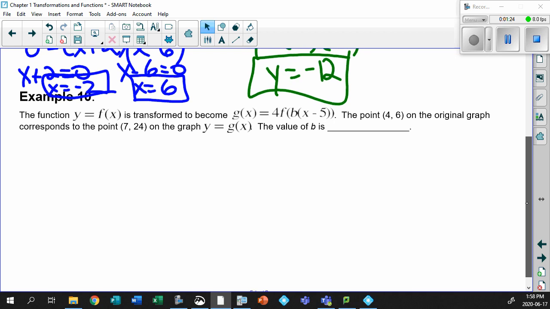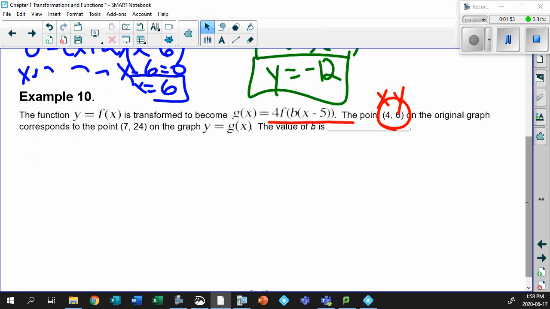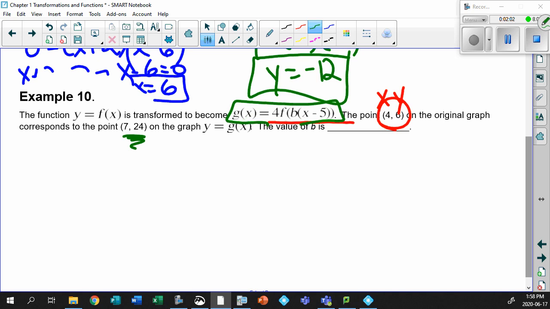Very last question. Example number 10. Very simple, very straightforward, really nice question. The function is y equals f of x. It's transformed to g of x, which looks an awful lot like that. Now, the original point, this (4, 6), was on the original graph. So that's your x original, that's your y original. Now, there's another point here, and I have to erase this in order to see it. I have a new point here that's (7, 24), and that's now on this g of x graph. The question is, what is this b value to make this all work?